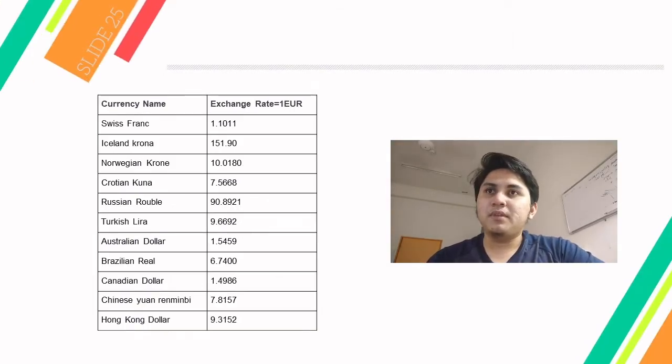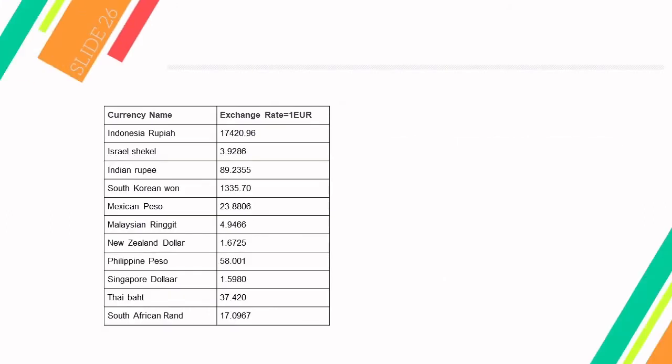1.1011 for Swiss francs. 151.90 for Iceland krona. 10.0180 for Norwegian krone. 7.5668 for Croatia kuna. 90.8921 for Russian ruble. 9.6692 for Turkish lira. 1.5459 for Australia dollar. 6.7400 for Brazilian real. 1.4986 for Canadian dollar. 7.8157 for Chinese yuan renminbi. 9.3152 for Hong Kong dollar.